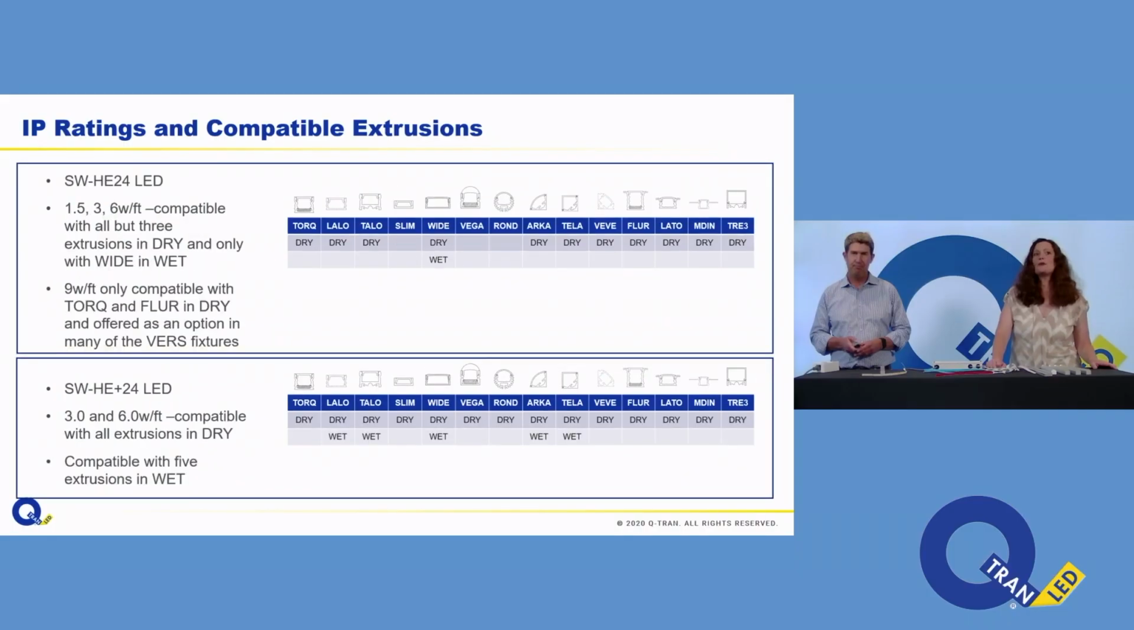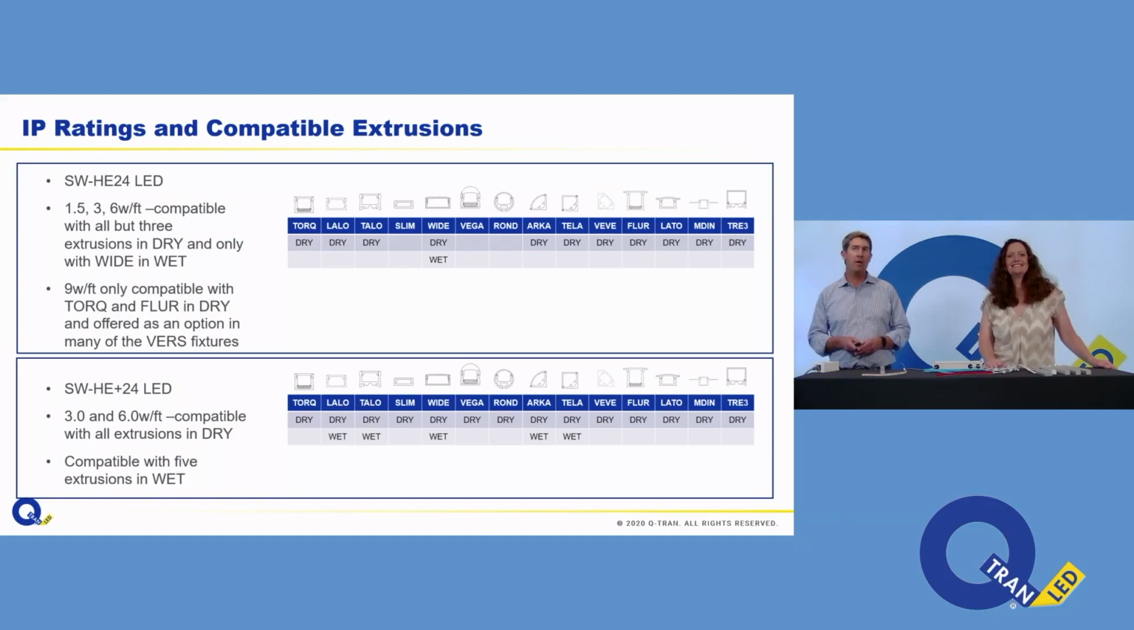So HE, 1.5, 3, and 6 watts are compatible with all but 3 of our extrusions in dry, and then we have the wide in wet. I showed you before that close-up of the wider PCB. The substrate's a little wider, so that impacts what it can fit in. And again, on a previous slide, we saw the actual dimensions.